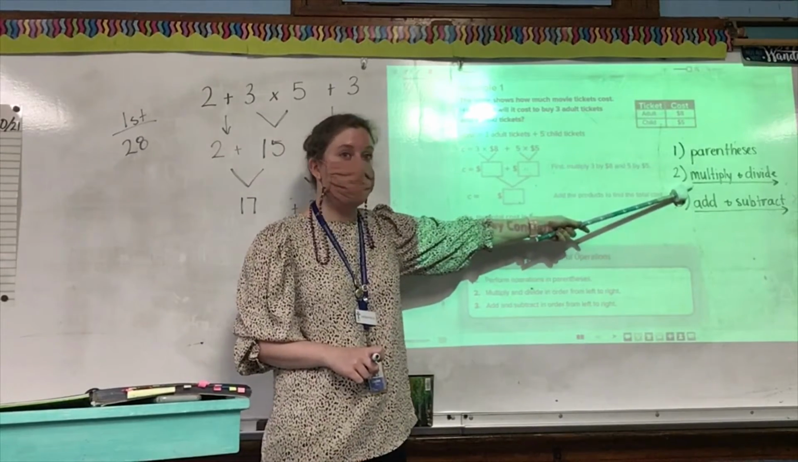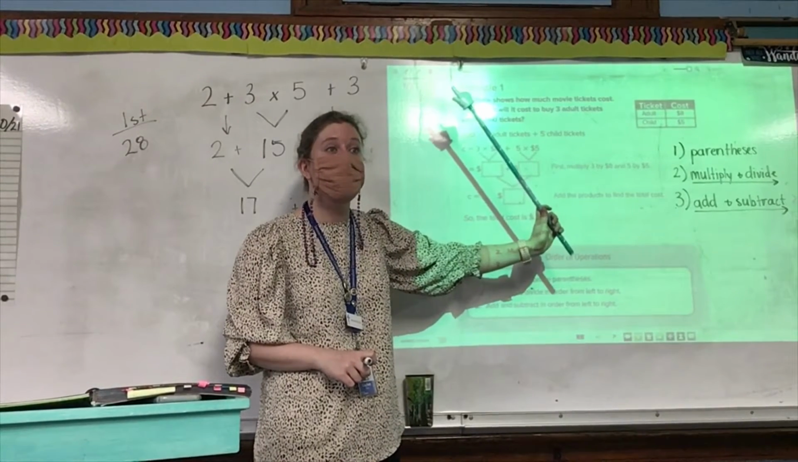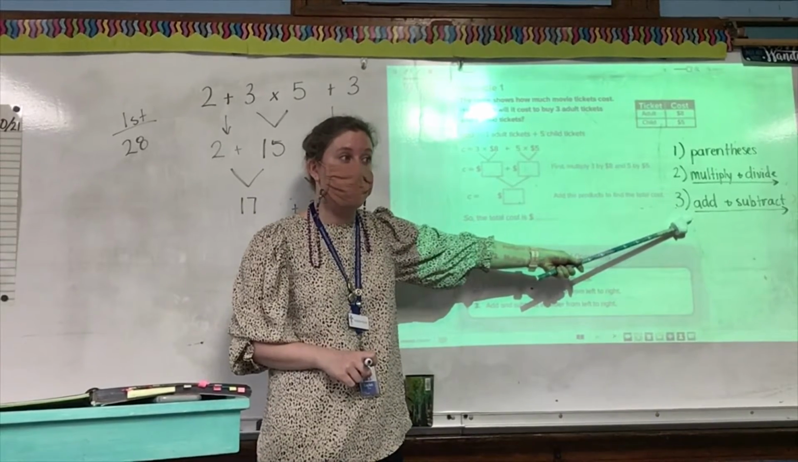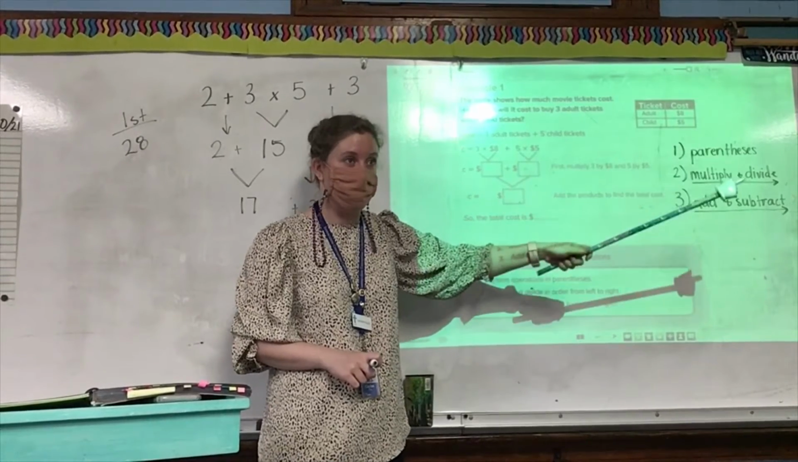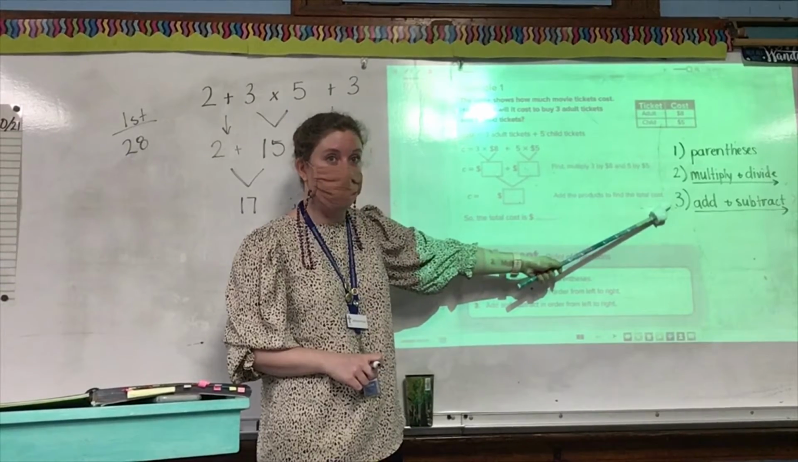Remember, you don't always multiply before you divide, because if the division symbol comes first in the problem, you do the division first. You don't always add before you subtract, because if the subtraction symbol comes first, you do that before you add. But you always multiply and divide before you add or subtract.